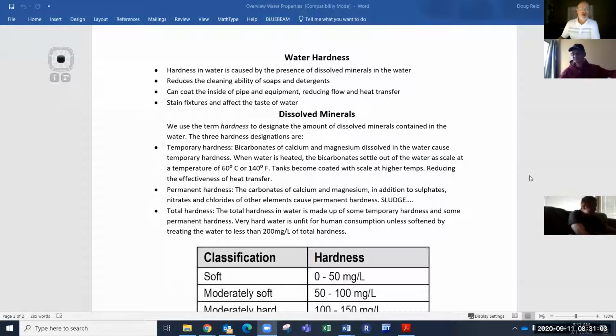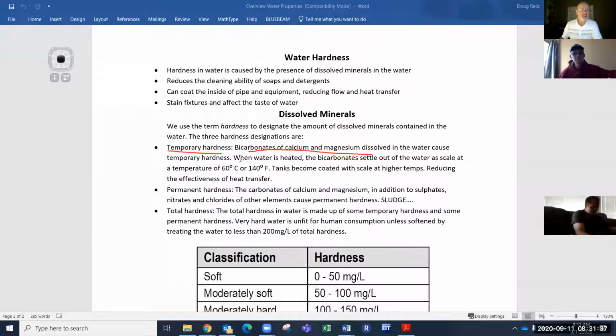Okay, so let me go back to this screen share. Now, water hardness. We use the term hardness to designate the amount of dissolved minerals. And there are three types that we want to be concerned about. Temporary hardness. Temporary hardness is these bicarbonates of calcium and magnesium.